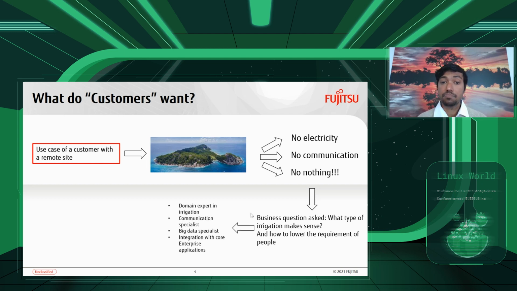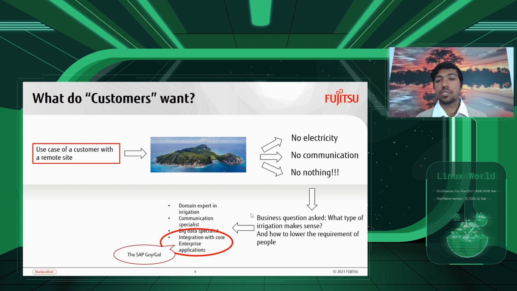Quite obviously, a lot of expertise will be needed here, from domain experts in irrigation, to communication specialists who understand low power networks, to big data specialists who can then look to collect sensory data, unstructured, and try and make some sense out of that. And finally, all of this information needs to connect back to the core ERP. This is where the SAP guy or girl comes in.